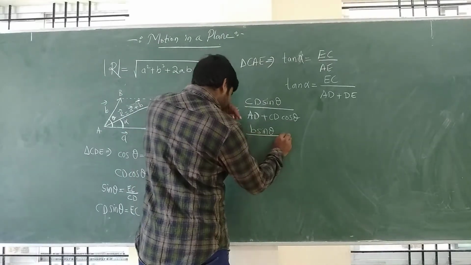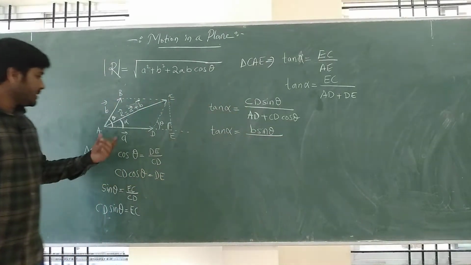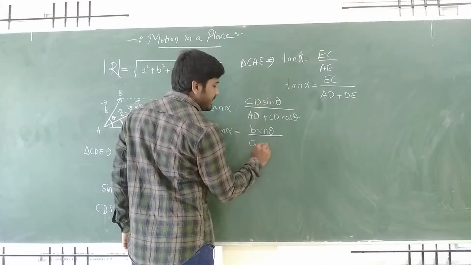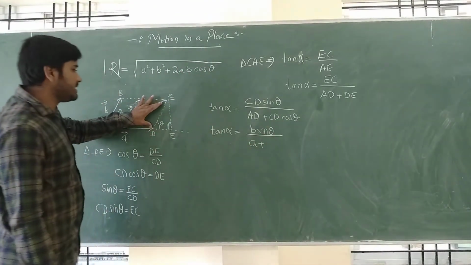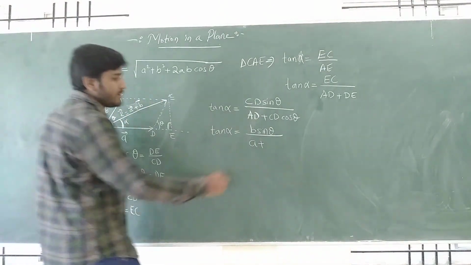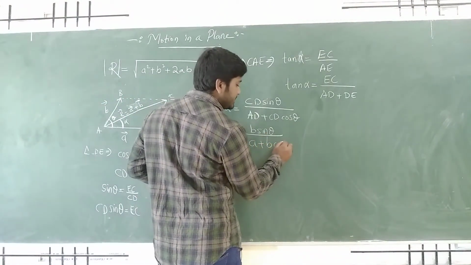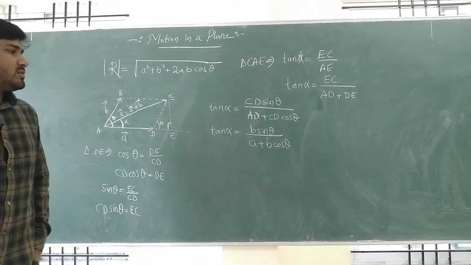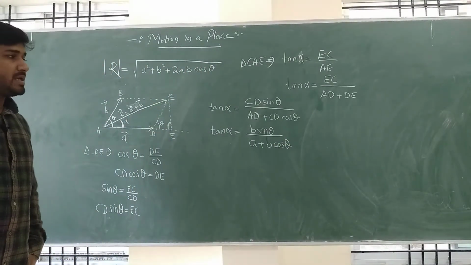Divided by... what is AD? AD is nothing but vector A. Divided by A plus, what is CD? CD is again vector B, so A plus B cos theta. So what you got? Tan alpha is equal to B sin theta divided by A plus B cos theta.